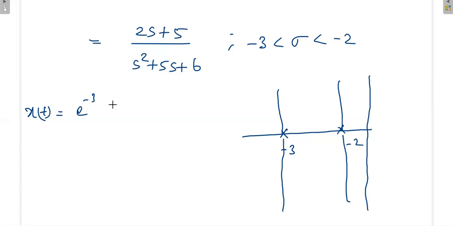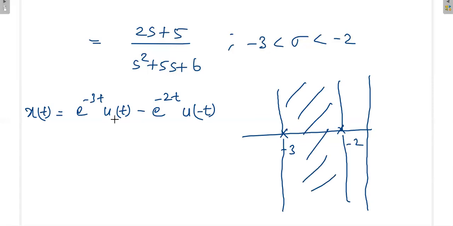Okay, e power minus 3t u of t plus e power minus 2t u of minus t. Whether the given signal or system is stable or not. See, before finding out the stability, first of all we see whether this is causal or not. This is non-causal. Why? Because causal means it should consist of only positive time, but this system consists of negative time also. If the system is defined for negative time, then that is non-causal. Okay, then whether it is stable or not.